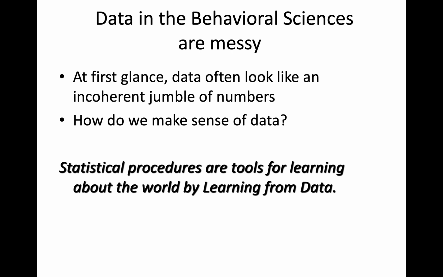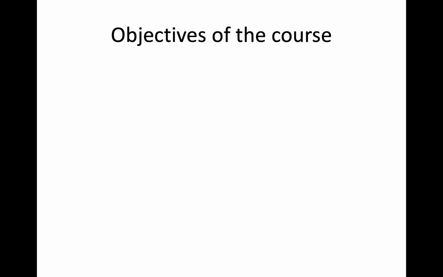And the problem is, in psychology and the behavioral sciences, the data we collect is always so confusing, and it's an incomprehensible jumble of numbers, incoherent, and they're all over the place. And we try to make sense of these, and that's what statistics provides. Statistical procedures are tools for learning about the world by learning from data. We make sense of data by using statistics.